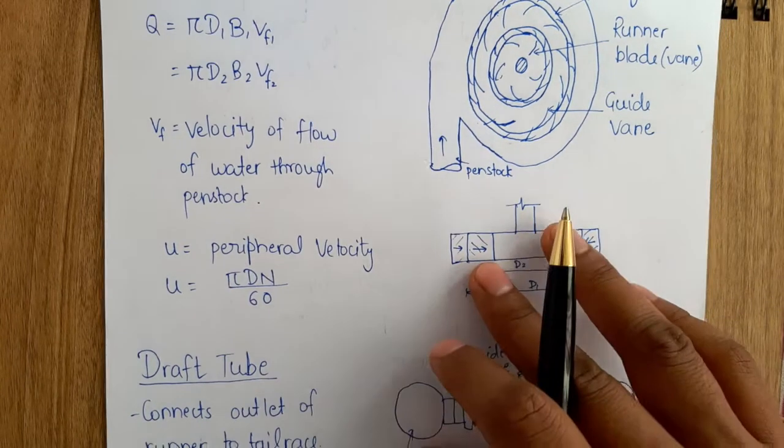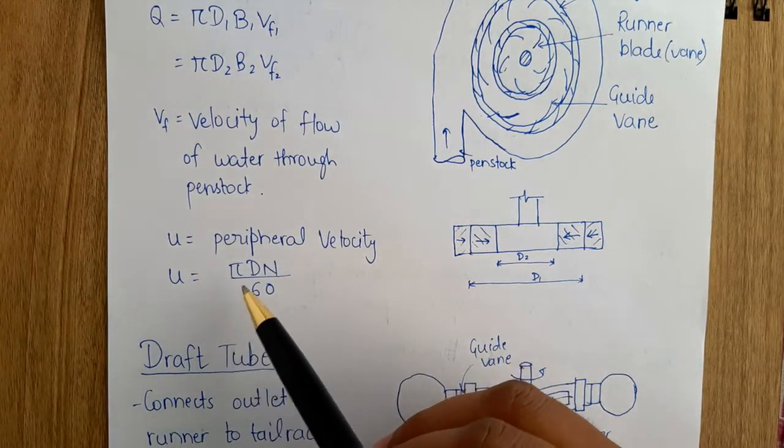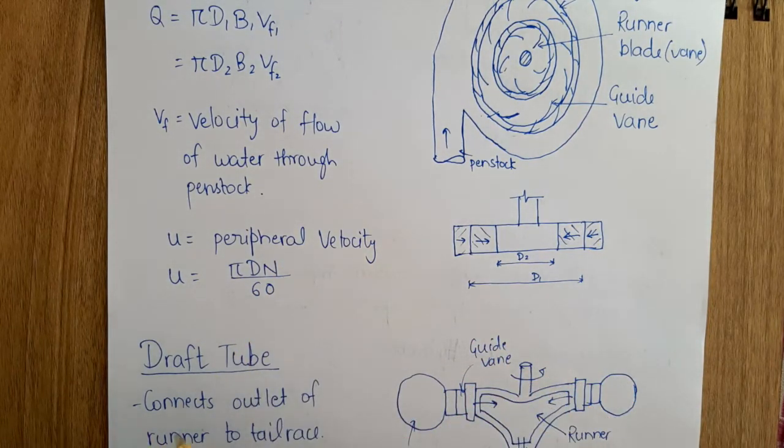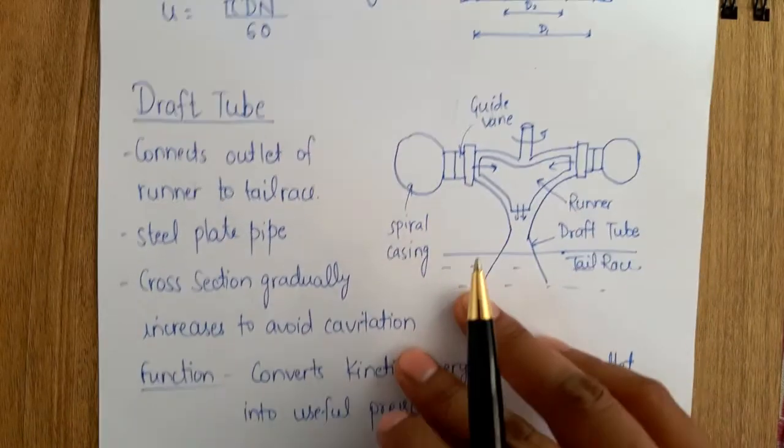Okay, now U is the peripheral velocity. U is pi D N upon 60. We have seen it earlier in the Pelton turbine also. Now we will see the draft tube concept.